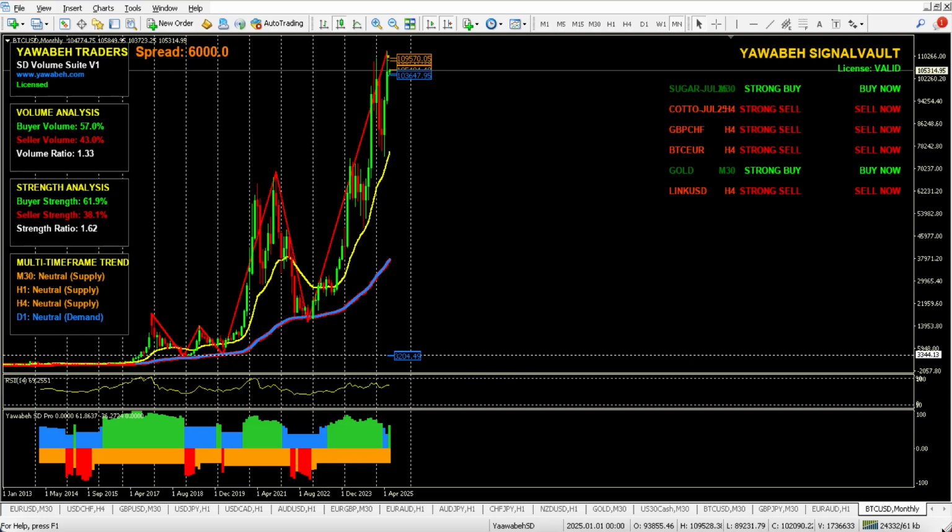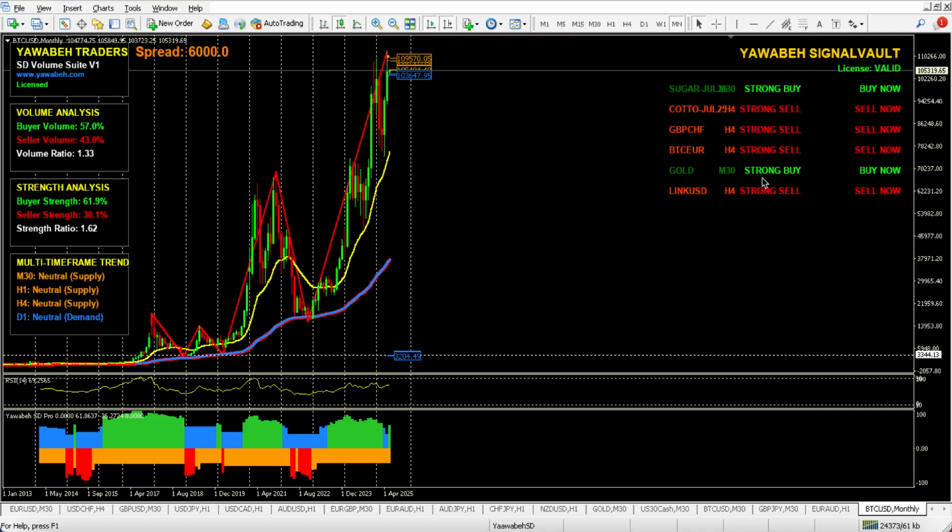Today I am looking to explain the Yawabeh SignalVault market scanner and how it functions, and we will be following the signals generated by this SignalVault market scanner. We will reconfirm those signals from your SD volume suite and take a live trade as per the instructions.